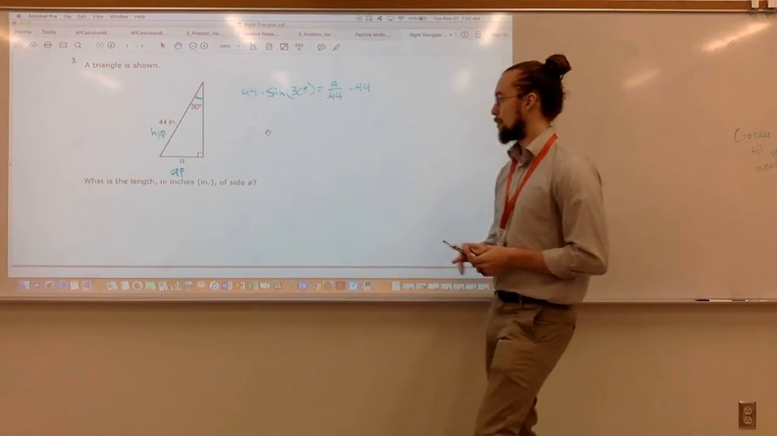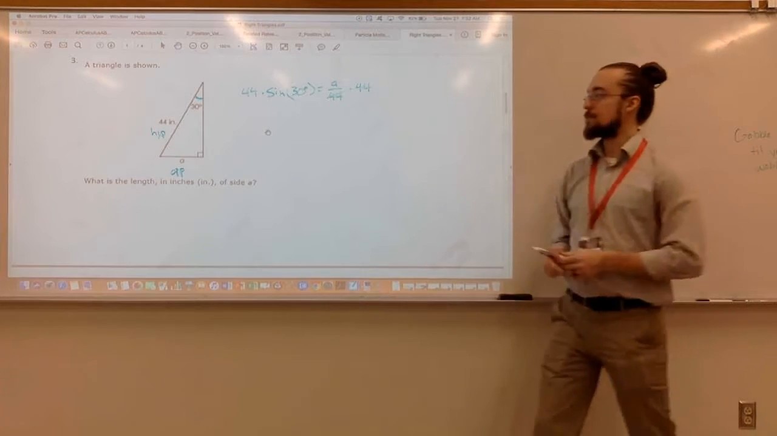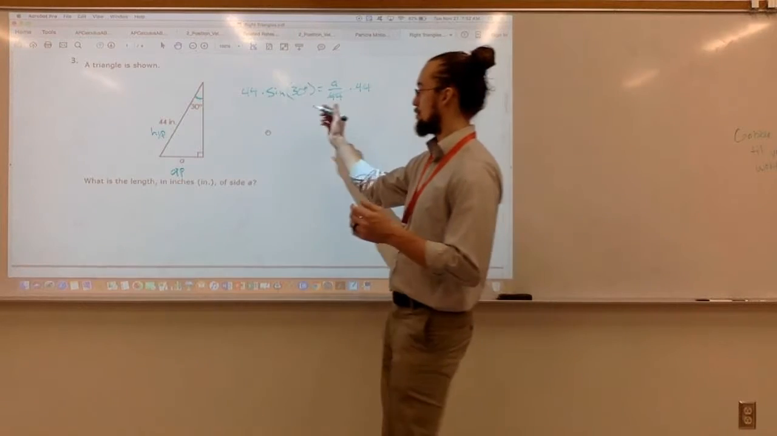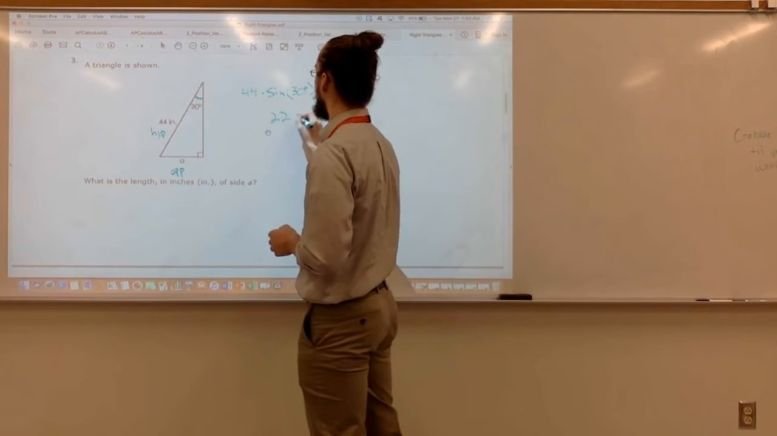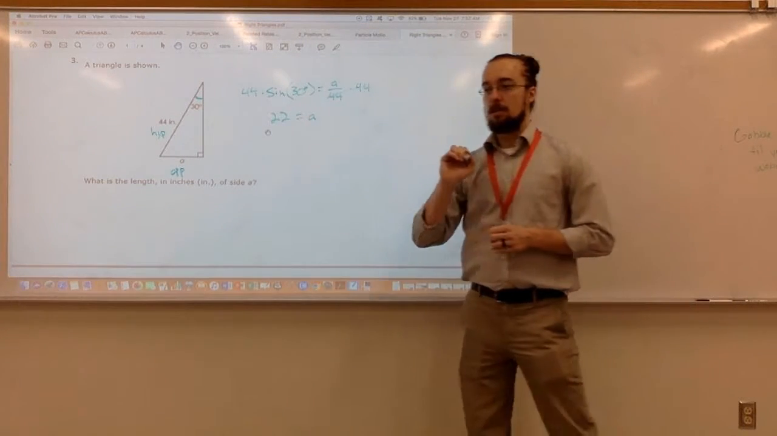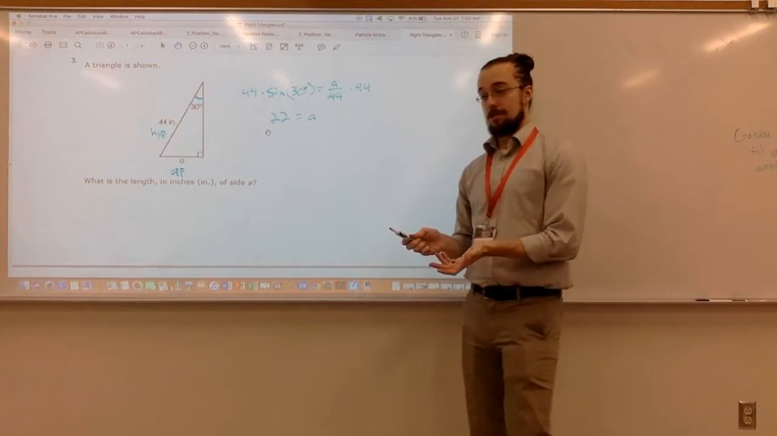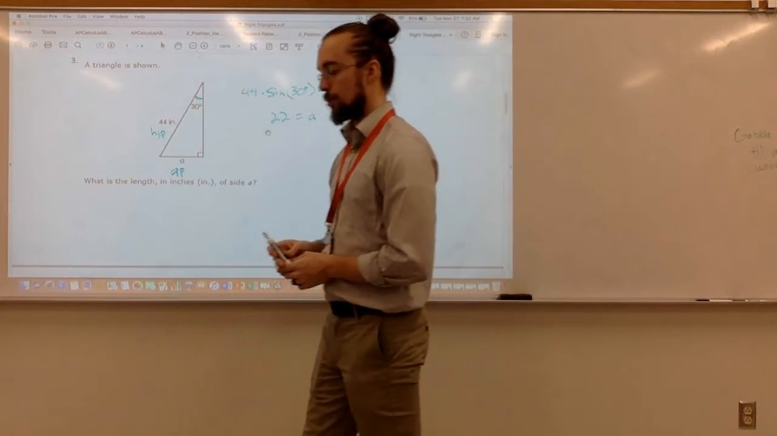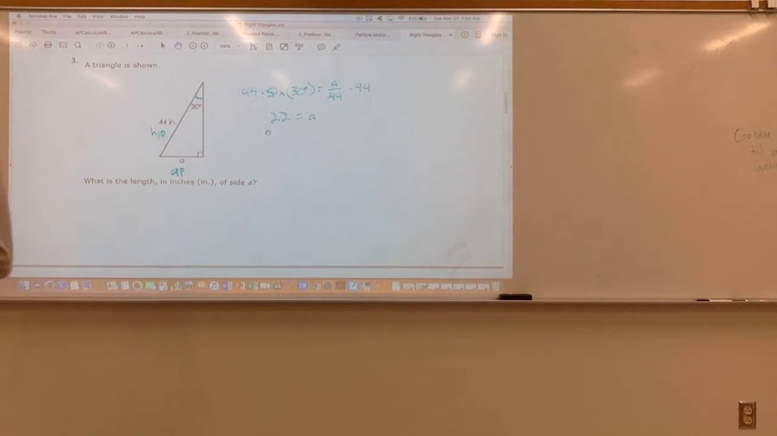Exactly. So what is it? Right, so what's 44 times sine of 30? Should be exactly 22. So over the next couple of weeks, we're going to do practice AIR questions, even if you've already passed the AIR test.